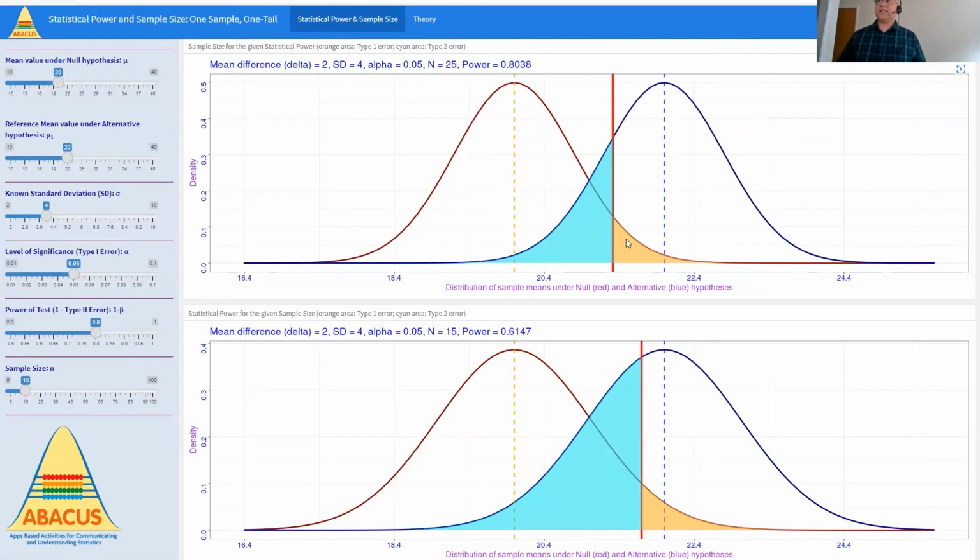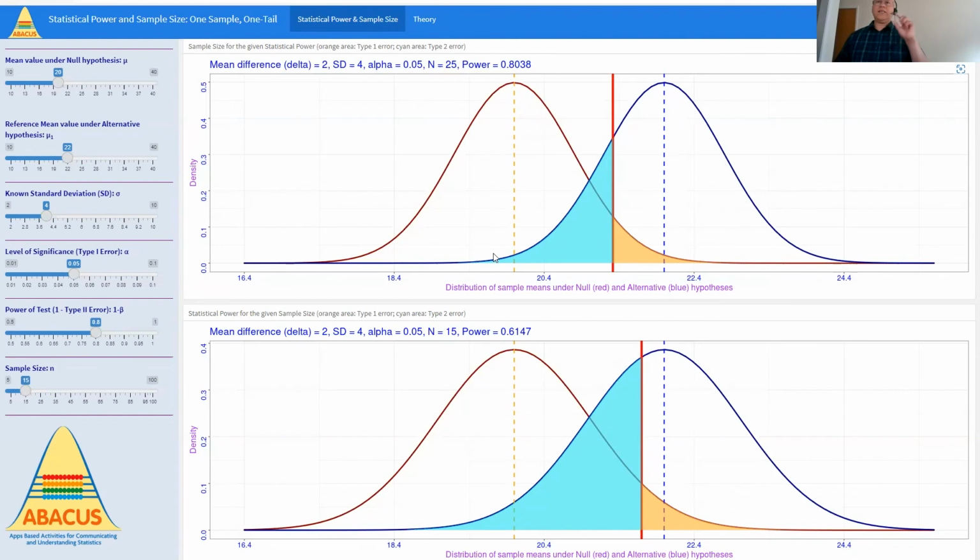Here, the orange region is the type 1 error. So this is the distribution under the null hypothesis. This is what you are expecting under the alternative hypothesis, right? So this is my difference. Now, this is the type 1 error, and this blue region is the type 2 error.